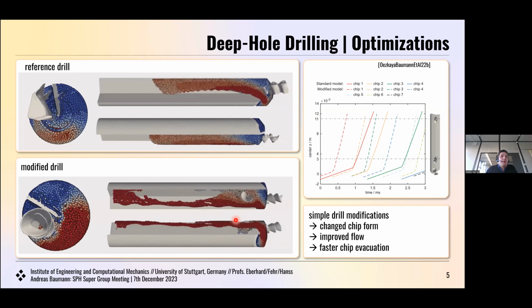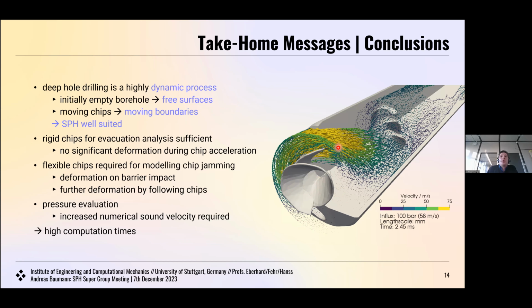Let me just shortly summarize what I have shown you today. I have talked about how deep hole drilling is a highly dynamic process. We have an initially empty borehole in our assumption. Thereby, we have free surfaces from the incoming cutting fluid flow. We have moving chips, which are evacuated through the chip flute, which of course leads to moving boundaries between the cutting fluid flow and the solid chips.